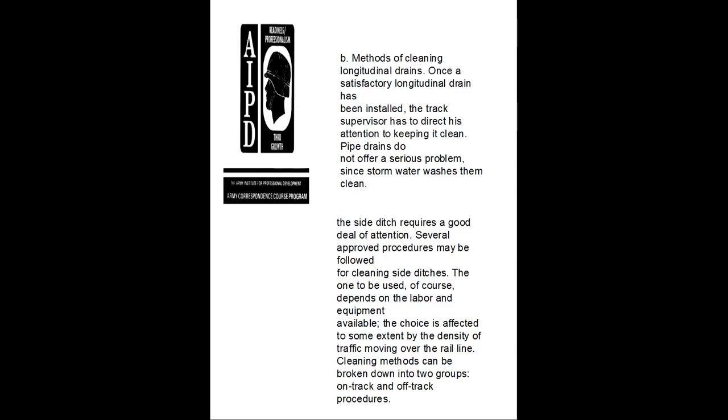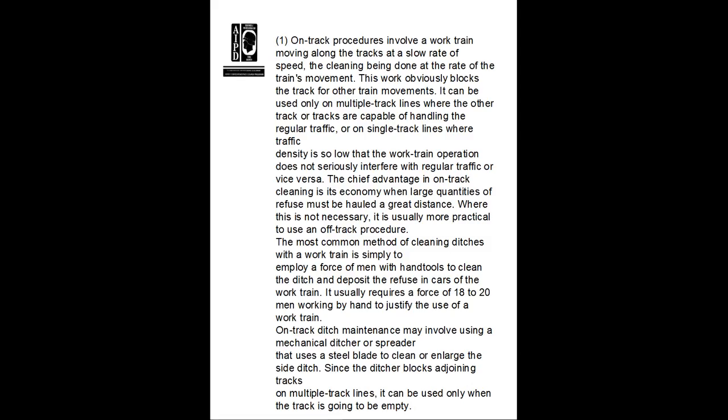The side ditches require a great deal of attention. Several approved procedures may be followed. The cleaning method that is used depends on the labor and equipment available, and to some extent on the density of traffic moving over the rail line. Cleaning methods can be broken down into two groups: on-track and off-track procedures. On-track procedures involve a work train moving along the track at a slow speed, the rate of cleaning being done at the rate of the train movements.